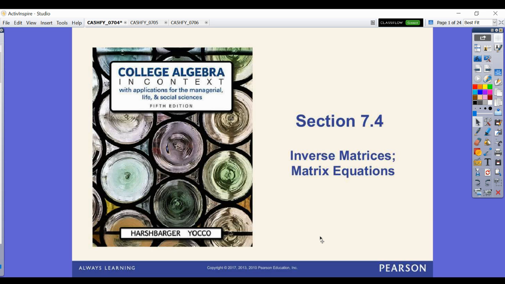Welcome to Lesson 7-4 in College Algebra. We are going to learn about inverse matrices and find another way to solve matrix equations.